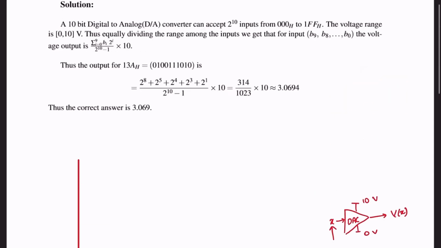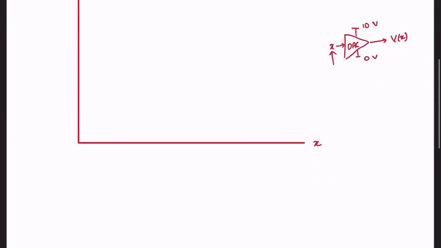So before proceeding to solve the problem, let's look up a little bit of background. A digital to analog converter is one that accepts an input X, which is binary, and outputs a voltage V of X between ranges V1 to V2, which in this problem are 0 and 10 volts respectively. And the input X is a 10-bit value.